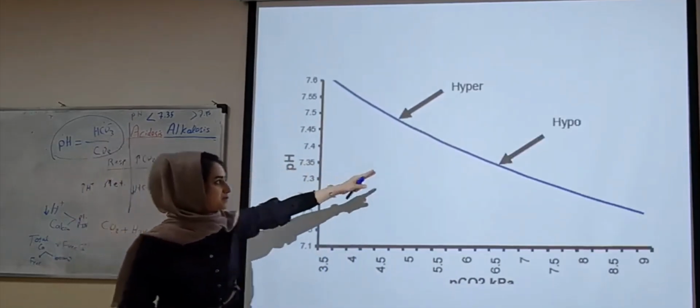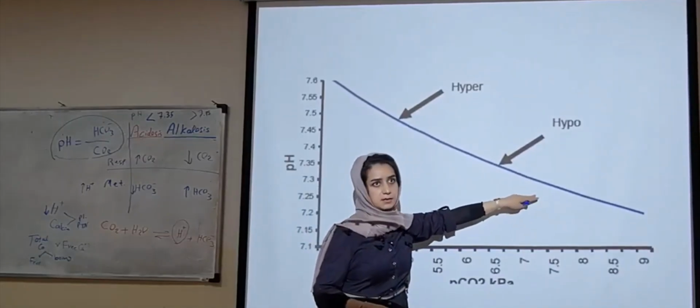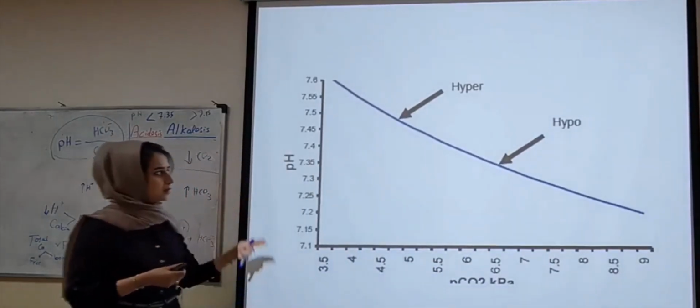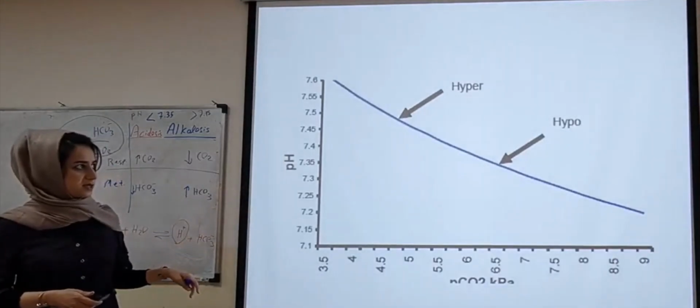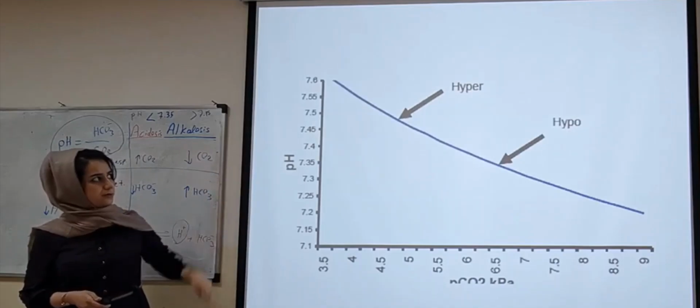This is hyperventilation. Hypoventilation means CO2 is retained and pH decreases, the opposite. This is hypo, this is hyper.